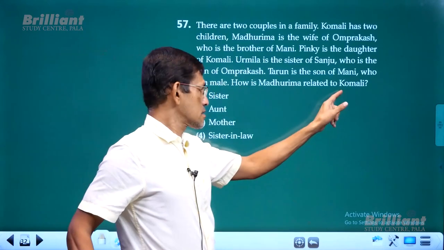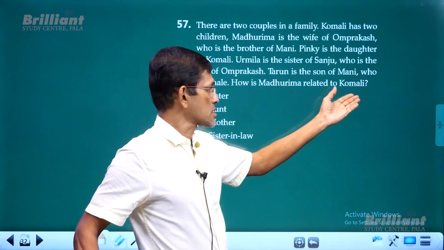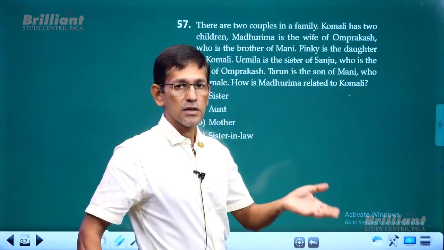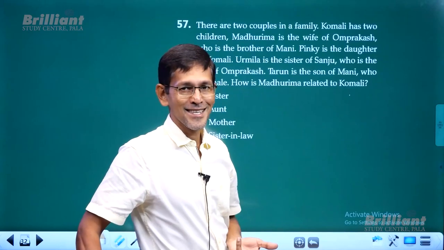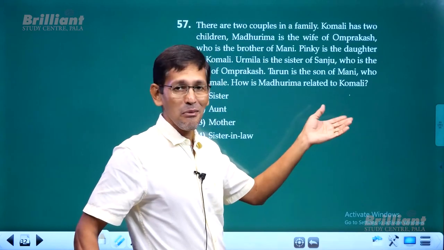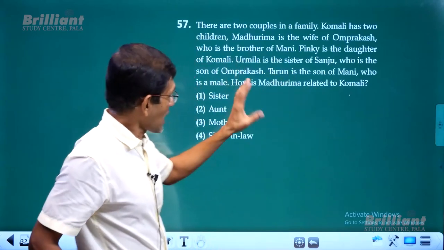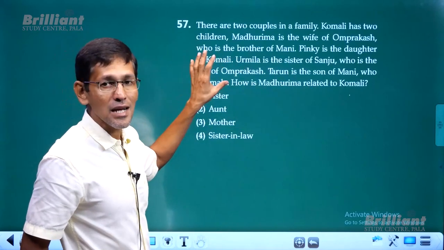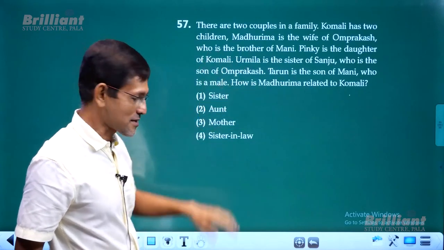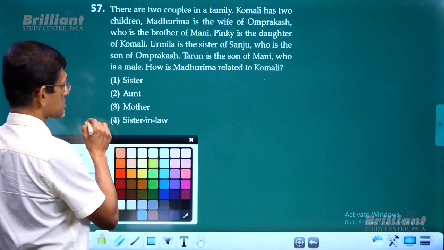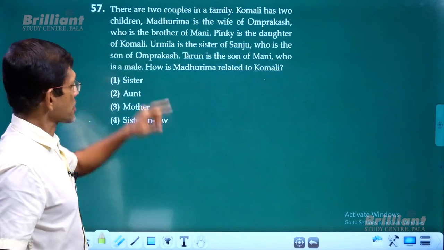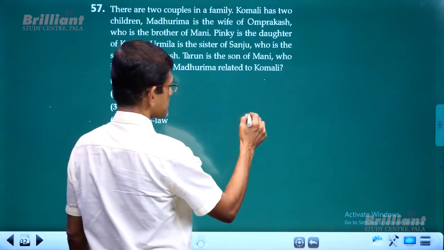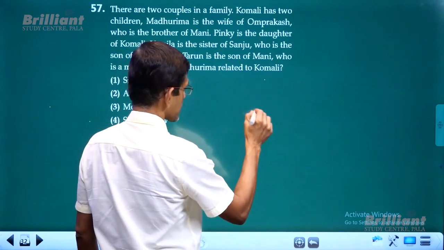Well, Komali, in North India that name is pronounced one way, and when we pronounce it in Malayalam, we call it another way, right? It doesn't matter. Anyway, whoever it is, we have to look at the tree diagram here. This is a blood relation type question. So how do you make that diagram? What is given to us is that Komali has two children. So we'll start from Komali. She has two children.